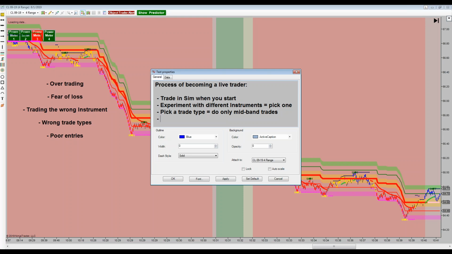Is that the right way to do it? Let me just put the question right here. What is the measure that will let you determine whether or not you are ready to go live?